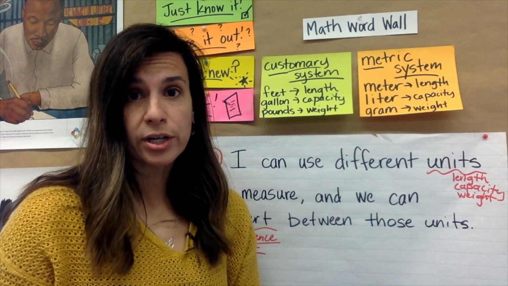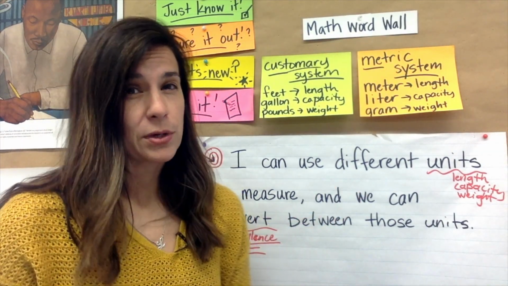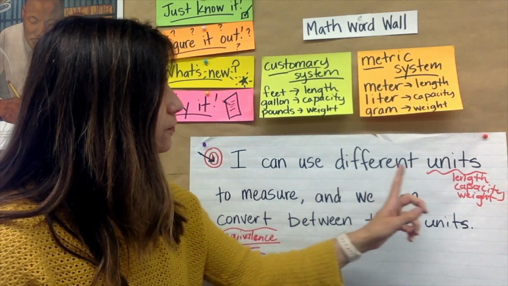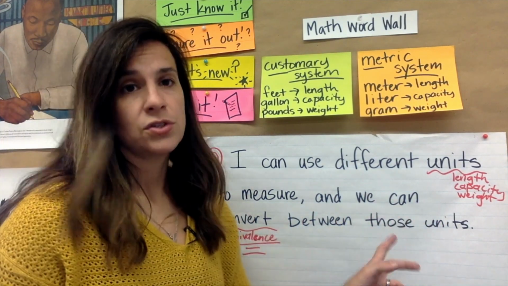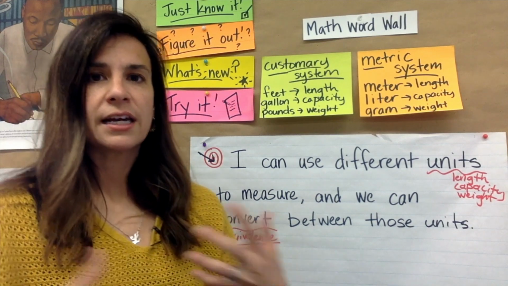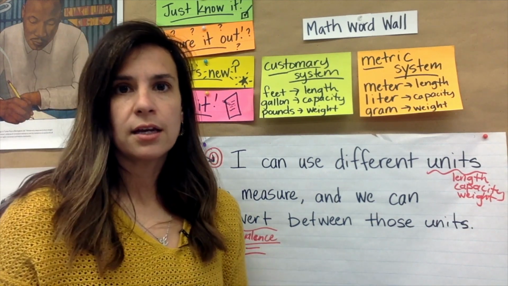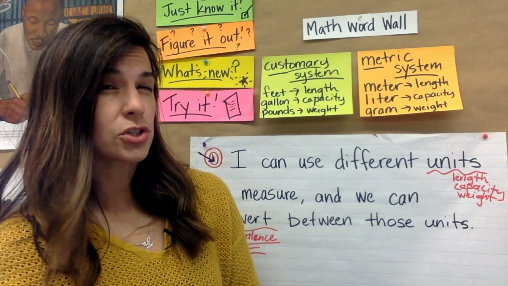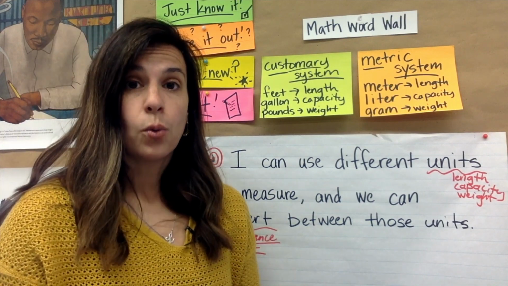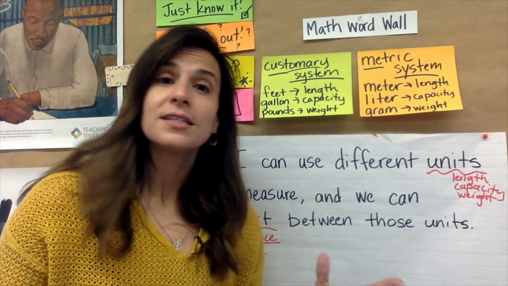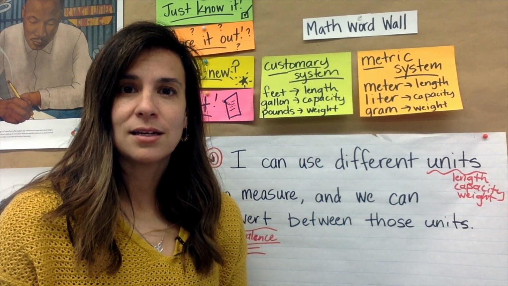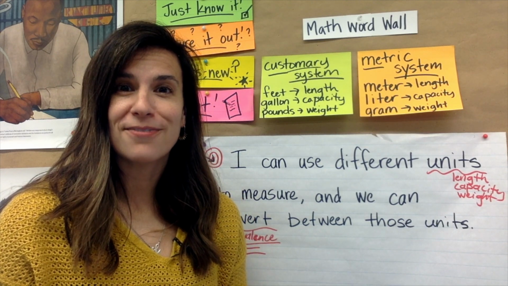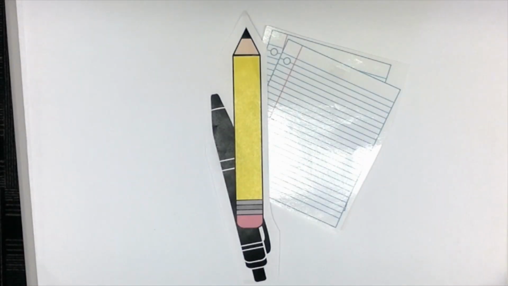So let's reread that learning target that matches what we're going to be focusing on today. I can use different units to measure, and we can convert between those units. So remember, converting means finding the equivalent unit, maybe in a smaller unit or a larger unit like we did with our Just Know It and Figure It Out. So let's take a look at some bare number problems and maybe a word problem to see what we'll be working on today for What's New. Let's grab some tools to do some mathematical thinking together.